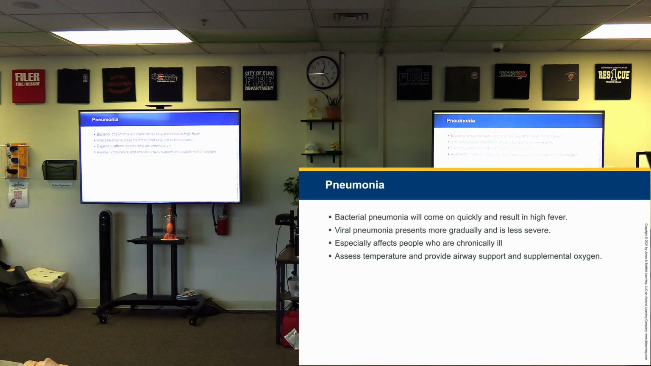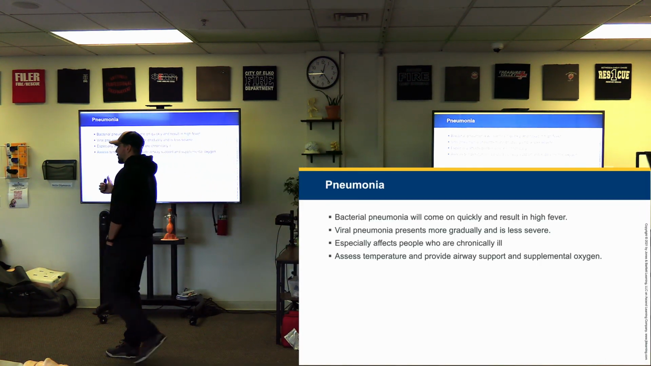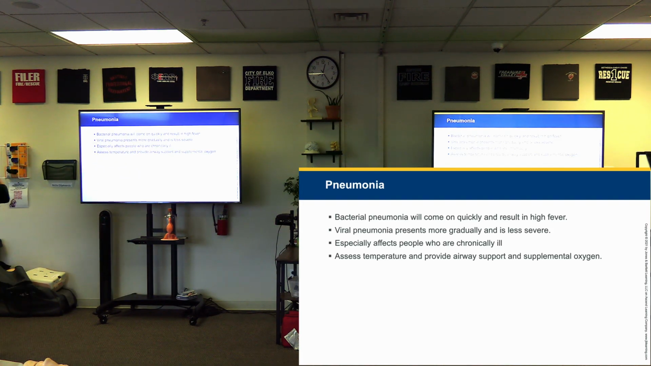Okay, so pneumonia. Pneumonia tends to be a progression of most respiratory illnesses and ailments, just because it tends to be a settling into the lungs. Now, when it comes to pneumonia, there's a few different types that people can get. They can have bacterial, they can have viral, they can even have fungal pneumonia. That's not an unheard of thing.